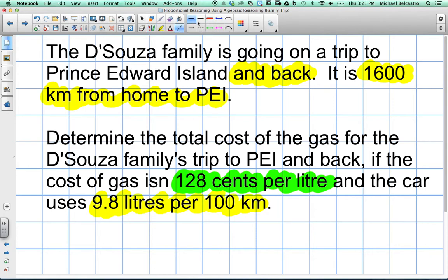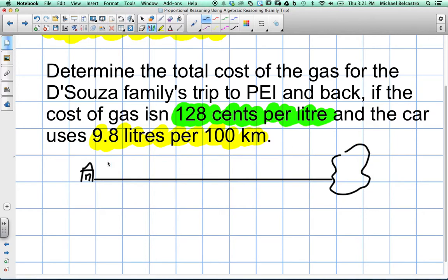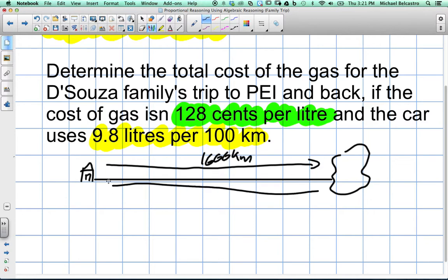First, let's do a quick diagram so you can see the distance of this trip. So the D'Souza family is going on a trip. This is their house, and this is Prince Edward Island, and the trip is 1,600 kilometers, and of course the family does want to come home too, so it's another 1,600 kilometers. So we have to figure out the total trip, which means we have to add these two distances together. So in total kilometers, the family actually travels 3,200.